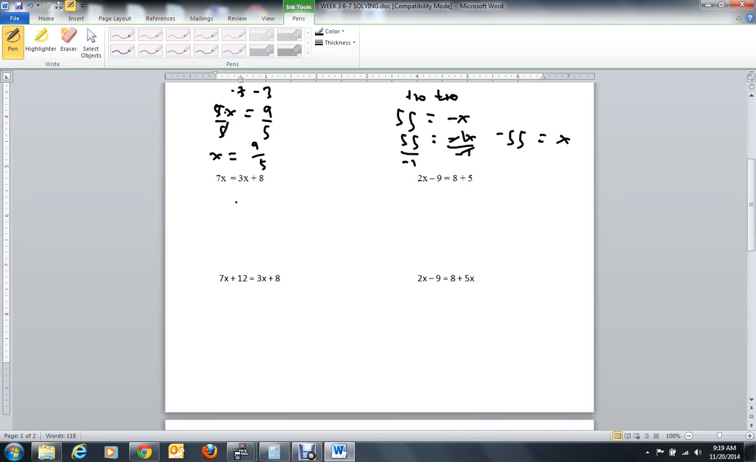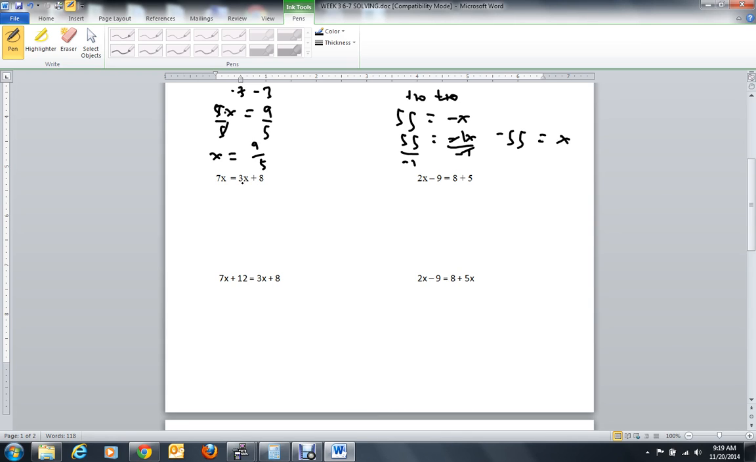Now in this example, I want my x's on the same side. Notice they're on opposite sides. And also notice I only have one constant, that's 8. So I'm going to keep the 8 on the right side, which means I need the x's on the left side. 7x is already over there. I need to move that 3x over, so I need to get rid of it from this side.